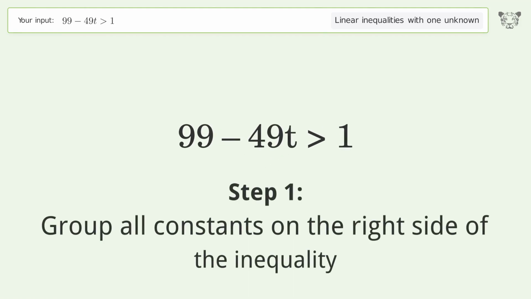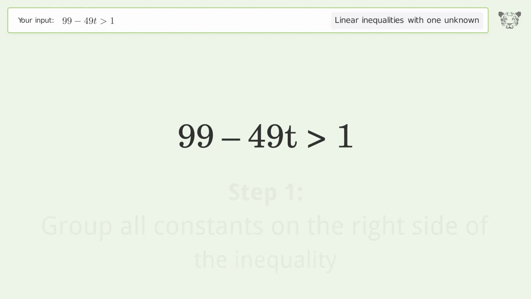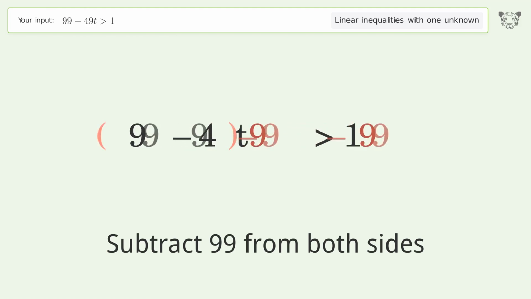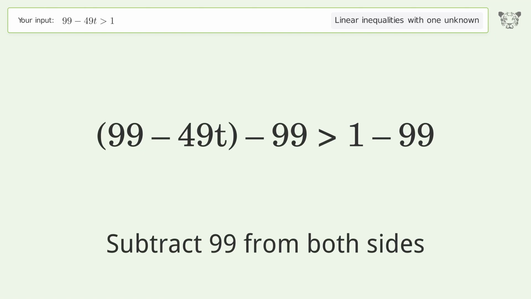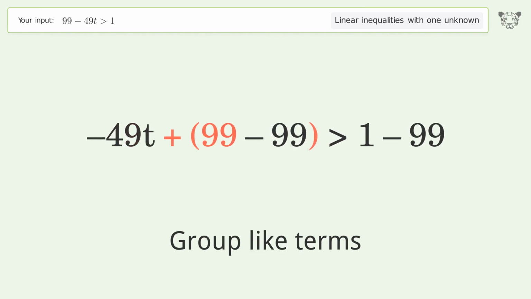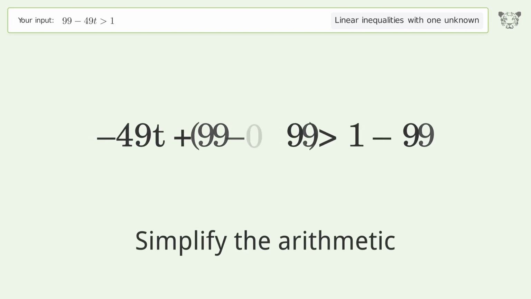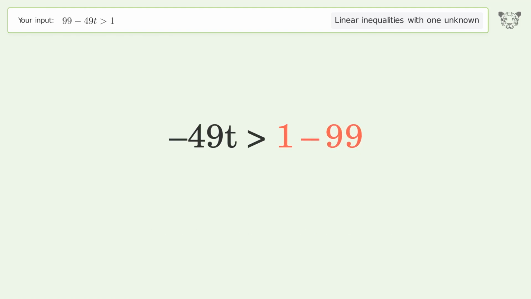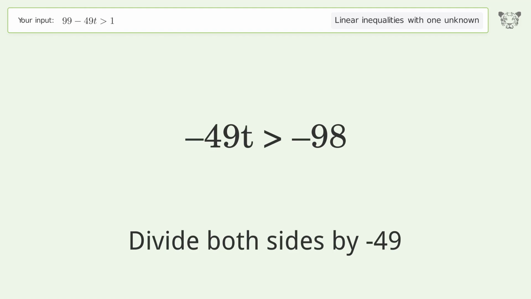Group all constants on the right side of the inequality. Subtract 99 from both sides. Group like terms. Simplify the arithmetic. Isolate the t. Divide both sides by -49.